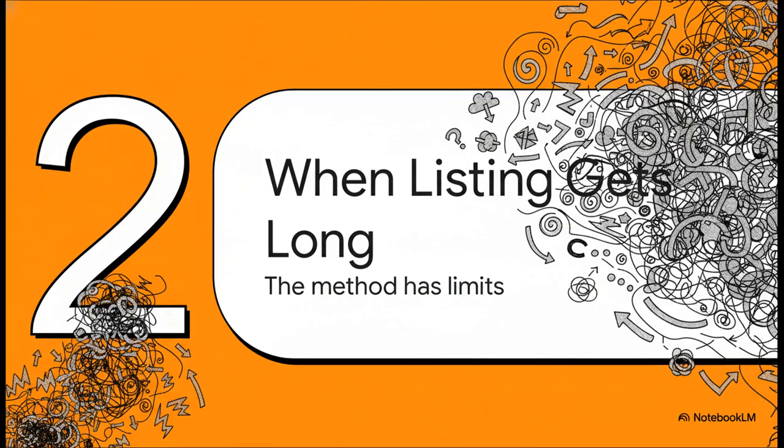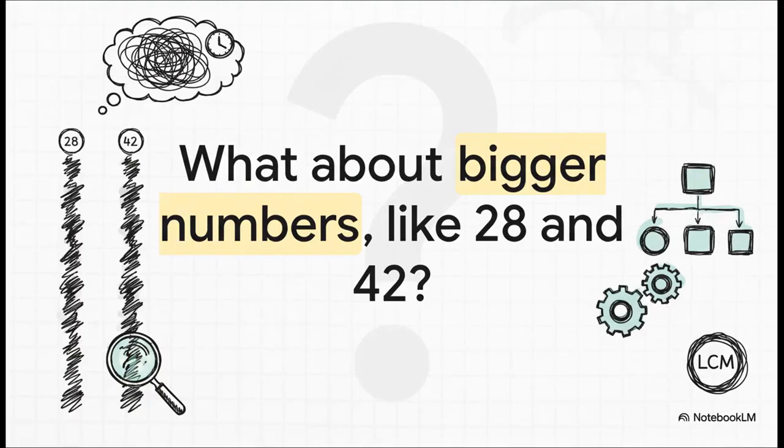So this listing method is great. It's clear, it's easy to follow, but it has one pretty big weakness. It can get very, very long. And this is where you really see the problem. I mean, can you imagine trying to find the LCM of 28 and 42 just by listing them out? You'd have to write out the 28 times table and the 42 times table. How long would that take before you found a match? You could be there for ages. Clearly, we're going to need a better way for bigger numbers.